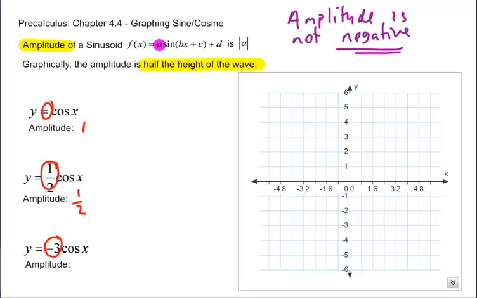What number's in front of negative 3 cosine x? For amplitude, it will be 3. Okay? And so these are the amplitudes. These are how tall. These are half the height of your wave. And so what do I mean by that?